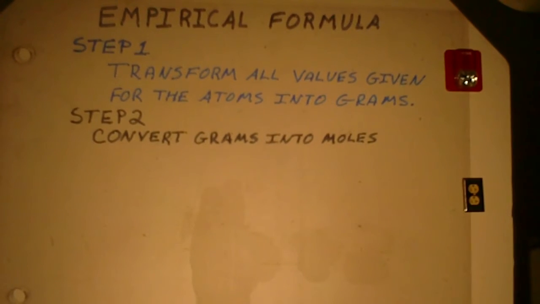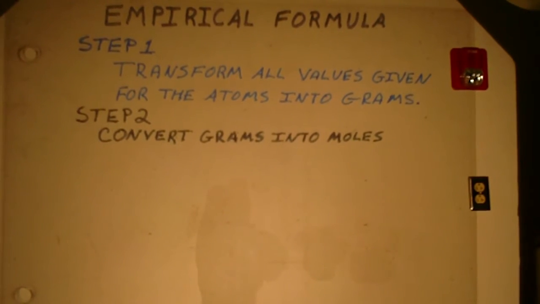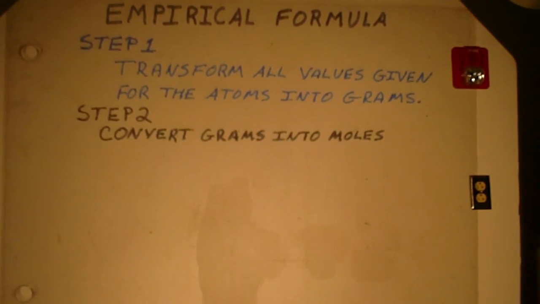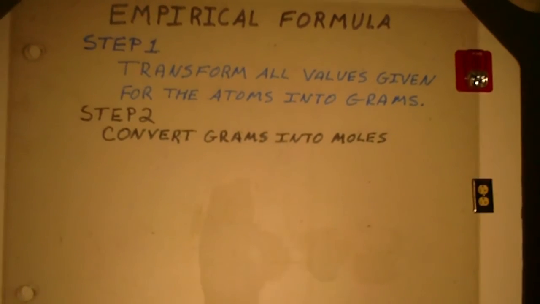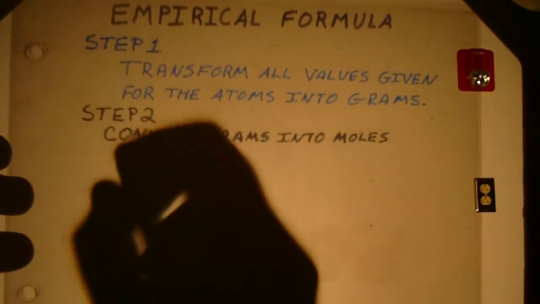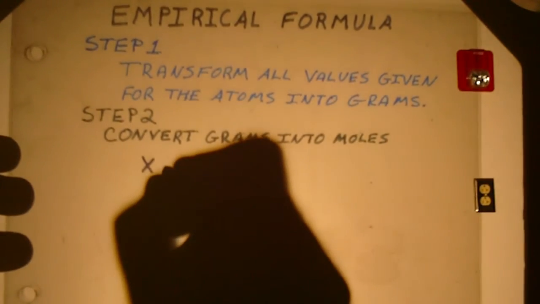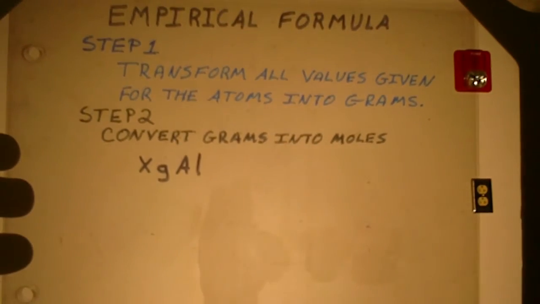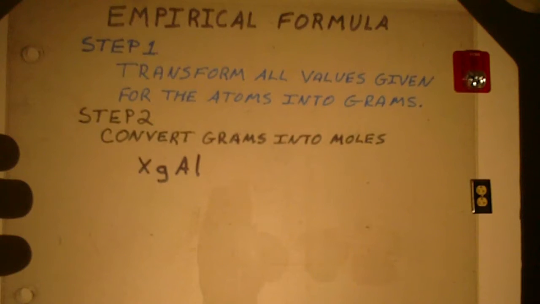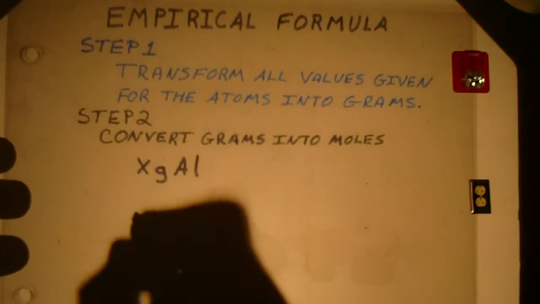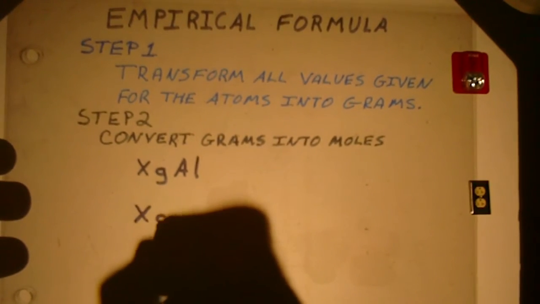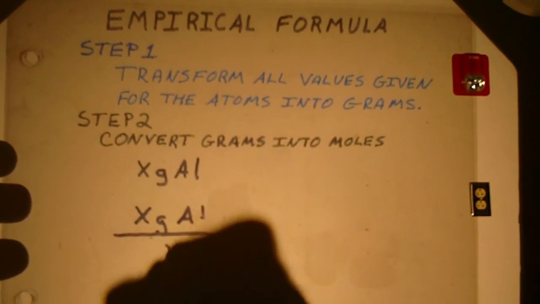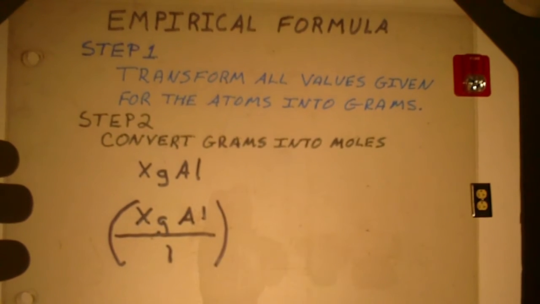Step 2. Now that we have grams of our components, you have to convert the grams to moles. Everything's got to be in moles. So to convert some X grams of aluminum, you need two tools: dimensional analysis and the periodic table. You set up dimensional analysis. X grams, X will be a number, of aluminum over 1. That goes in your first bracket.